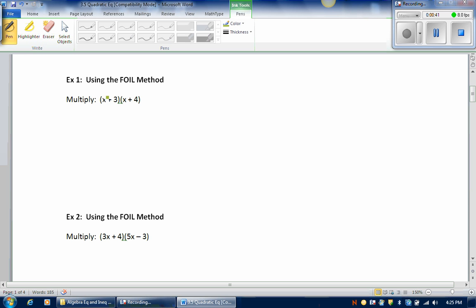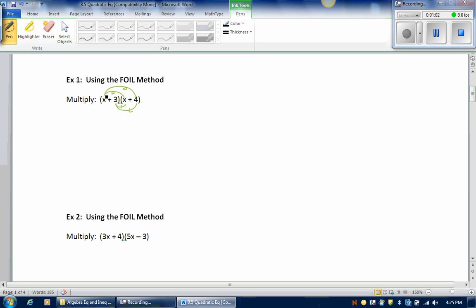So FOILing, FOIL stands for F as in first, O as in outer, I as in inner, and L as in last, F-O-I-L. So that's the order in which we're going to multiply.